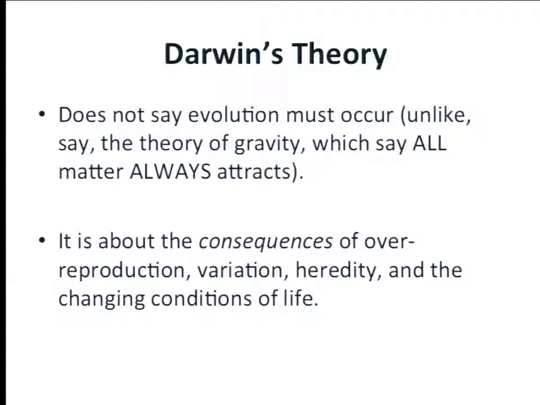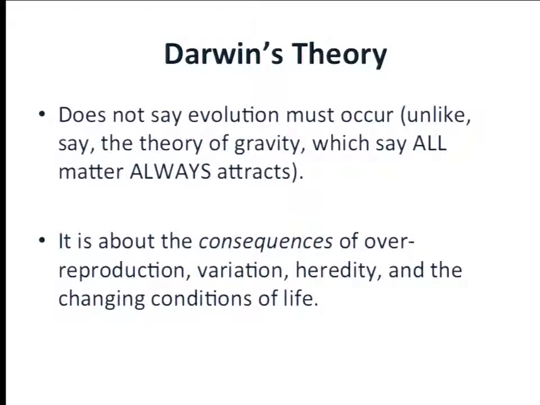Darwin's theory is about the consequences of overreproduction, variation, heredity, and the changing conditions of life. So in some respects, it's a fairly weak theory. It says if these things exist, then you expect descent with modification. It doesn't say there has to be. If some of these things weren't there, there wouldn't be.